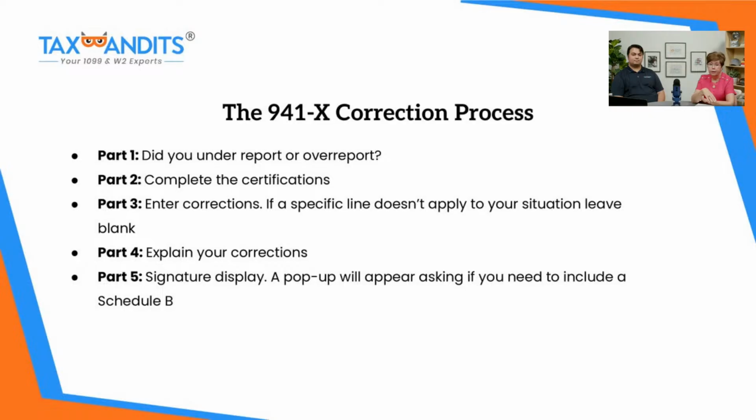Part 5, you're basically going to sign the form, and then a pop-up's going to appear, and it's going to ask you if you need to include a Schedule B. One thing to note with the Schedule B as well, you wouldn't typically do a 941X correction just to correct a Schedule B. A lot of the times the IRS is looking strictly just at the liability. If there was something that needed to be changed on the Schedule B and the liability was affecting that, then you can update the Schedule B to have a corrected one. But just want to make that distinction because that's a pretty common idea when people go into the corrections, thinking that they can just use it just to correct that.